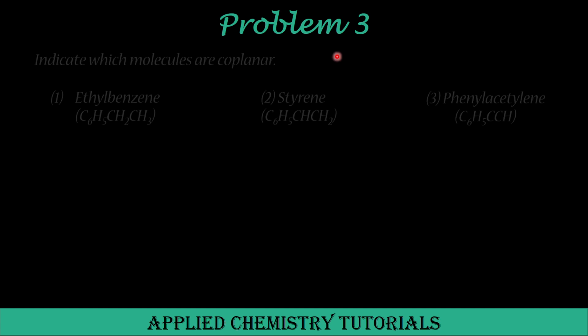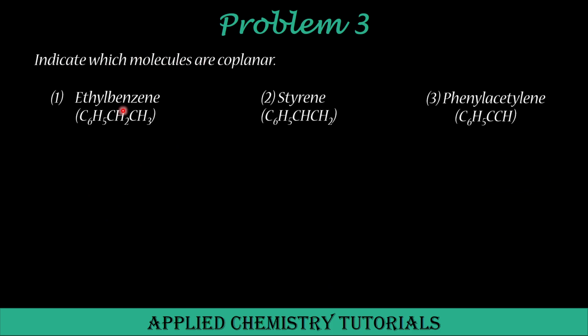Now the problem 3. Indicate which molecules are coplanar: ethyl benzene, styrene and phenylacetylene. Please notice that all of these 3 molecules have a phenyl ring in them, and there are 2 carbons attached to this phenyl ring. For the first example, ethyl benzene, as you can see, these 2 carbons are all single bonded with hydrogen and other carbon atoms. But suppose for this carbon, although this is sp3 hybridized because single bonded, it is attached with an sp2 hybridized carbon atom of the phenyl ring, so it will be on the same plane as the phenyl ring.